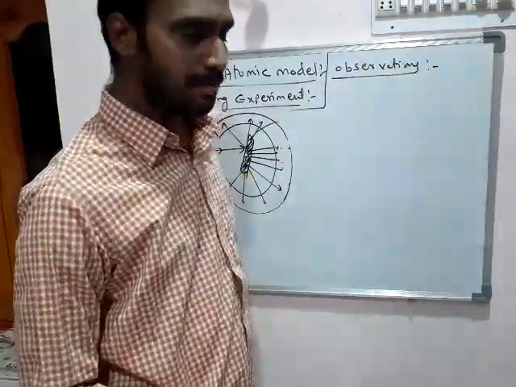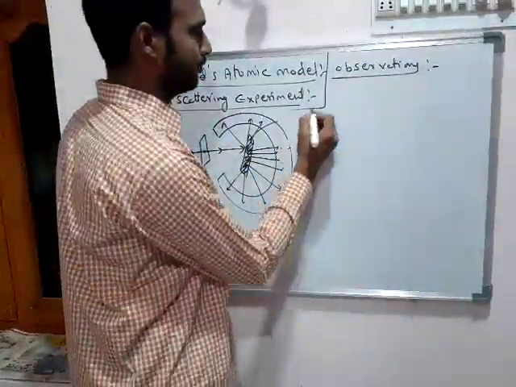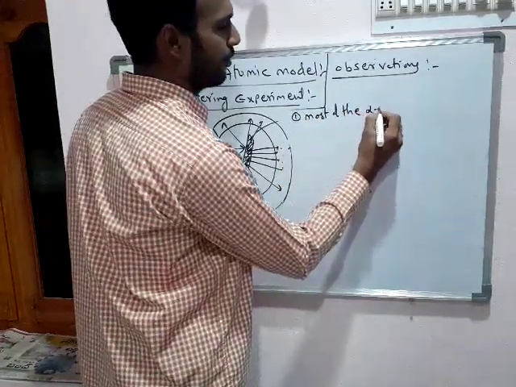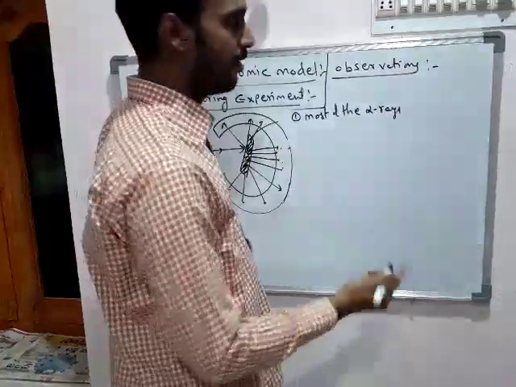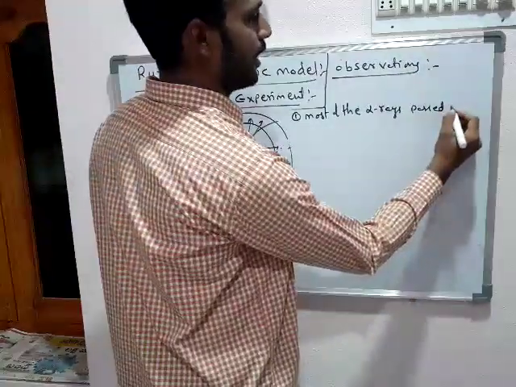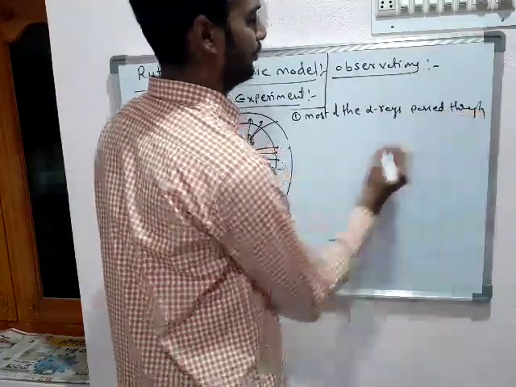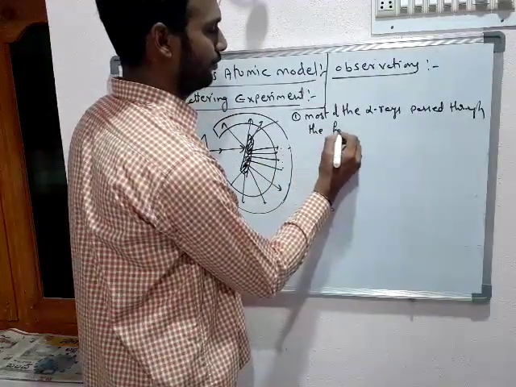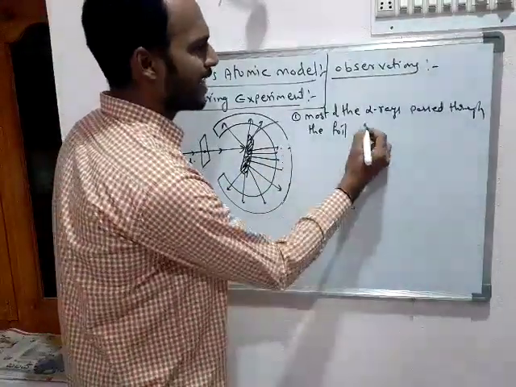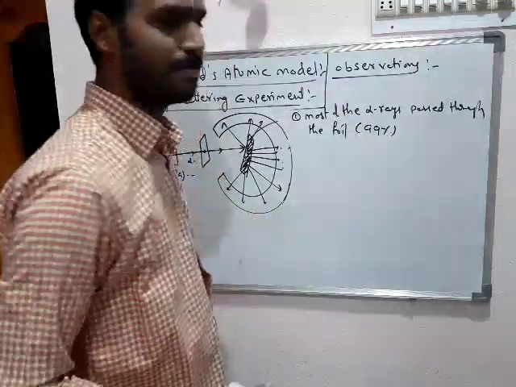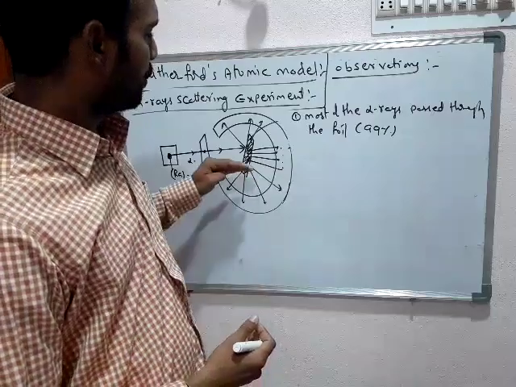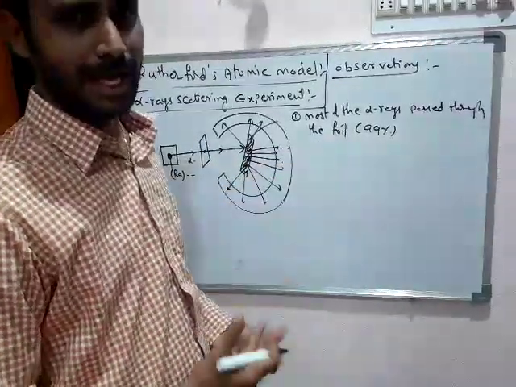So the observations made by Rutherford in his experiment are: most of the alpha rays easily passed through the foil. Nearly 99% of the alpha particles, nothing but alpha rays, simply passed through the gold foil, nothing but atoms of gold.